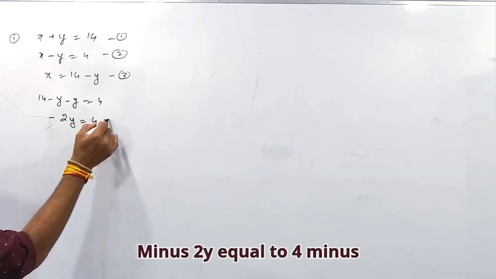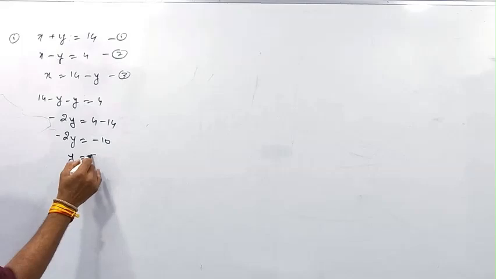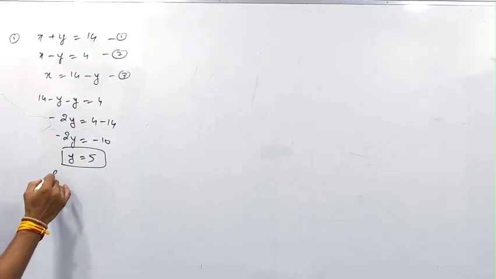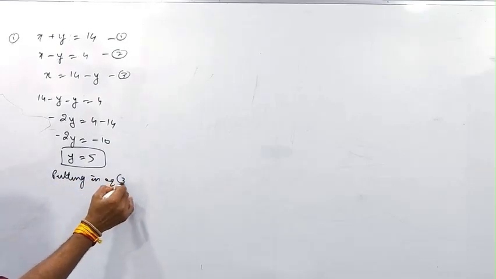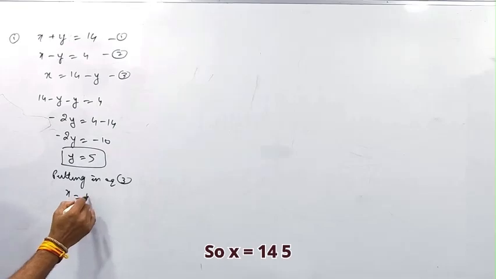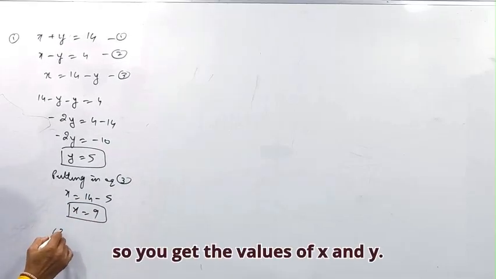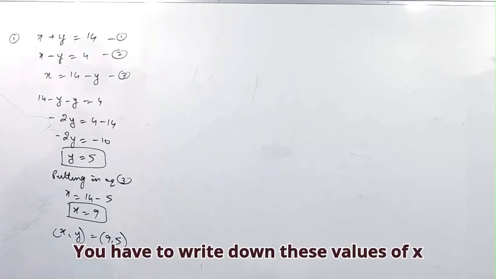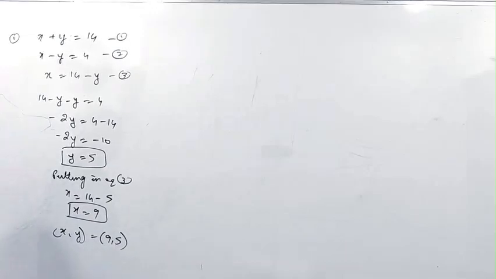Minus 2y equal to 4 minus 14, and put this value of y in the third. So x equal to 14 minus 5. So you get the values of x and y. You have to write down these values of x and y, then this is needed. Next question.